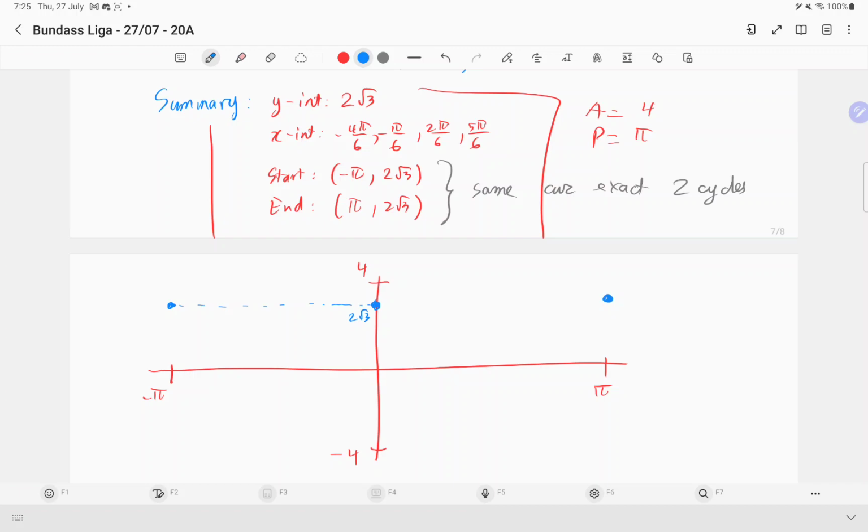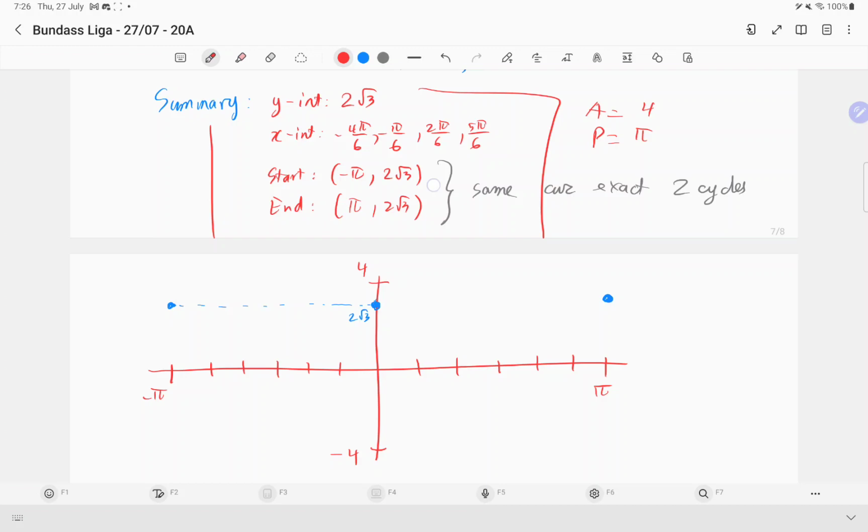How do we mark out the x-intercepts though? What do you think? Look at the denominator. What's the denominator? 6. Oh, yeah, over 6, yes, which means in 1 pi, you chop that 6 times. Does that make sense? So I'll half it first, and then it will be 3 on each side, like 1, 2, 3, and then 1, 2, 3. Okay, does that make sense? Each tick is just pi over 6.